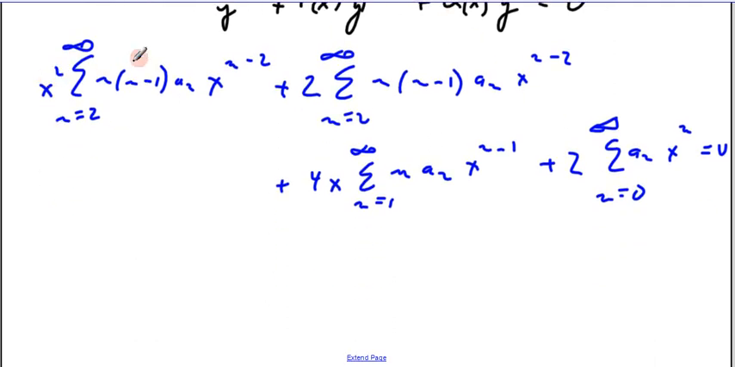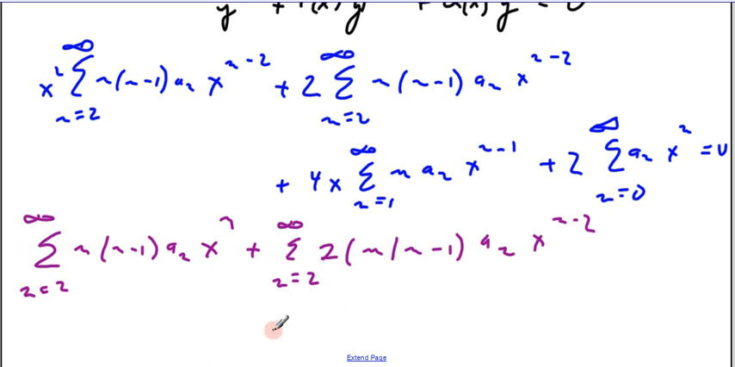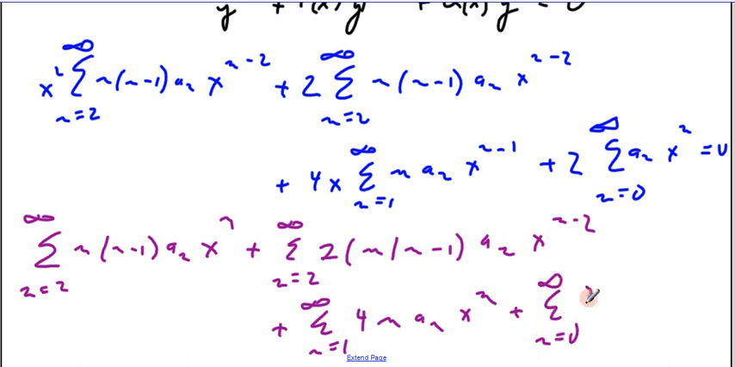Okay, so I'm going to bring in the x^2, the 2, the 4x and the 2, and end up with summation n = 2 to infinity n(n-1) a_n x^n, plus summation n = 2 to infinity 2 n(n-1) a_n x^(n-2), plus summation n = 1 to infinity 4n a_n x^n, plus summation n = 0 to infinity 2 a_n x^n, is equal to 0.